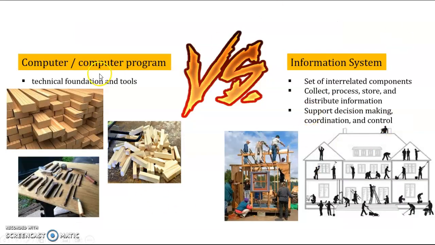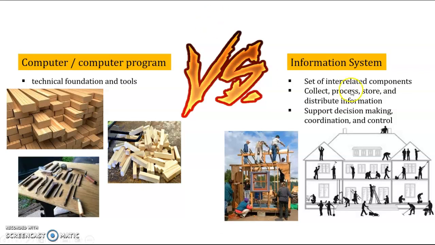Then we have the computer or computer program. The computer or computer program is a technical foundation and tool. We need the computer or computer program to come out with something. That's why we call it a foundation and tools. If you want to produce a system, you must have the computer, you must have the program. It is the very important thing that you need before you produce something.